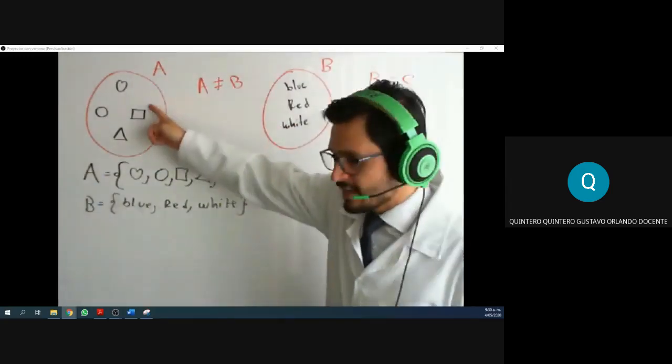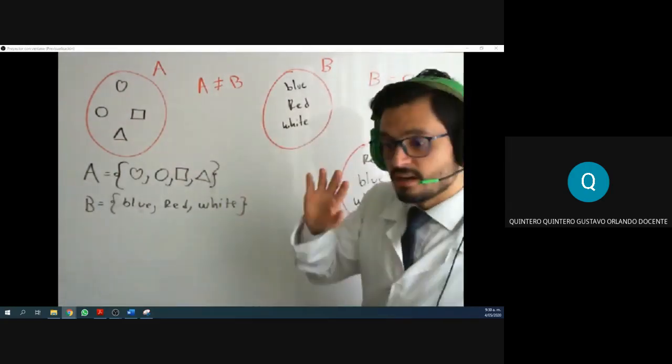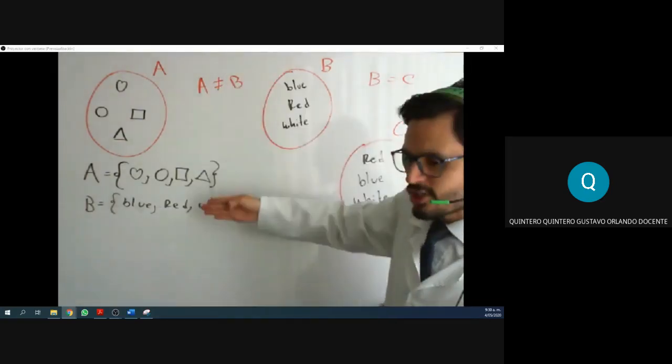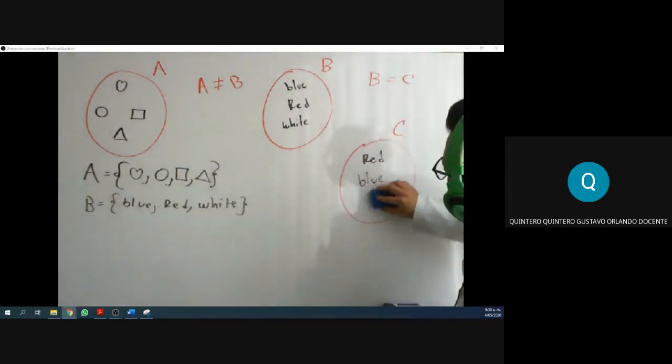Makes sense. A has different sets, different elements than B. A and B are not the same. So in mathematics, when you want to say no, you scratch with a line. That's what you do. You say no, no, no.